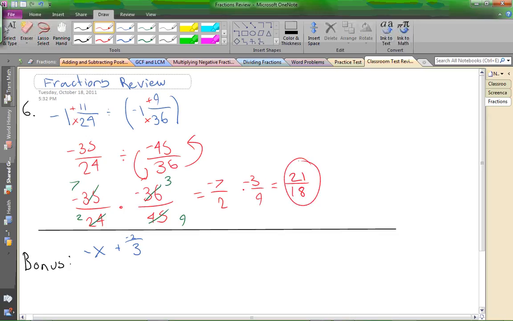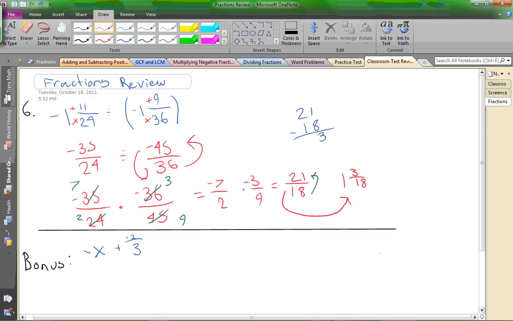But this is an improper fraction, which is what we wanted at first, but now we need to change it back to a mixed number. So 18 goes into 21 once. And then once you do 21 minus 18, it equals 3. So you'd put 3 up here, and then you bring your denominator over. So 1 and 3 over 18.